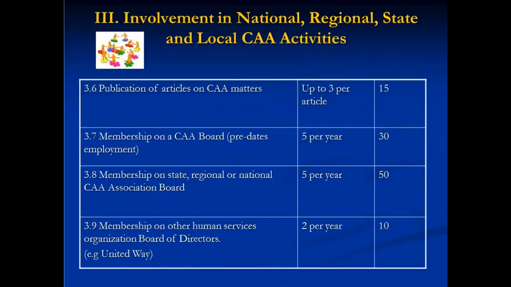3.6 is publication of articles on community action matters. There are different kinds of articles that you might write. It might be a letter to the editor. It might be a newsletter. It might be an article in the local paper. The evaluators have different points based on what kind of publication it is, and you indicate that on the candidate data form.